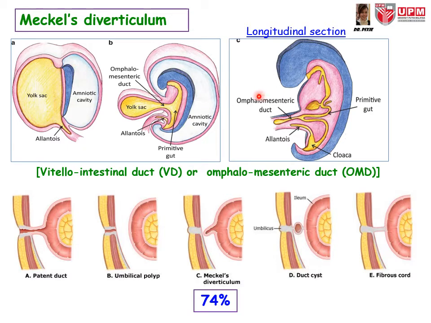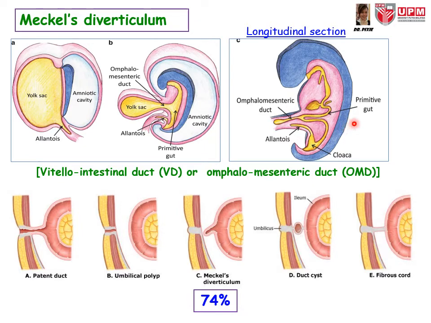Here, using these diagrams, I'm going to explain the vitelo-intestinal duct, VD, also known as the omphalomesenteric duct, OMD. Here is showing the developing embryo. Over here is the primitive gut, which is connecting to the yolk sac via the omphalomesenteric duct. Along the development of the embryo, the duct is getting narrower, but still connecting the primitive gut, in this case the midgut, to the yolk sac.